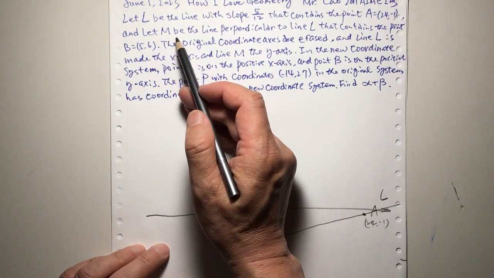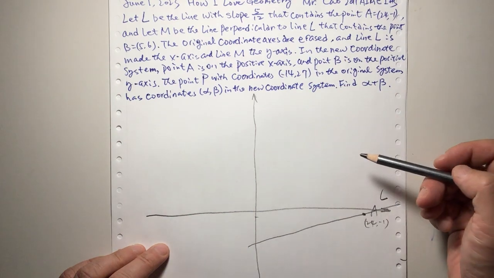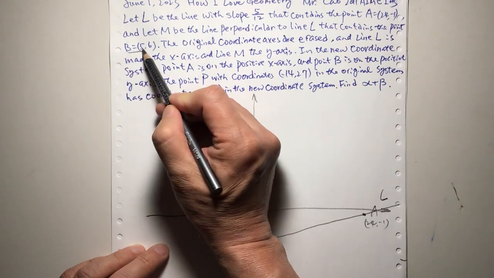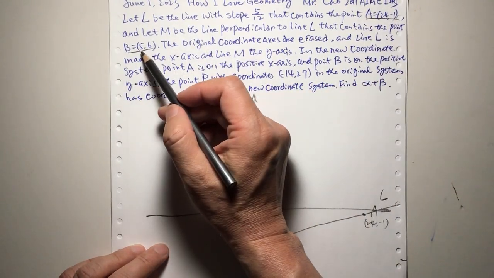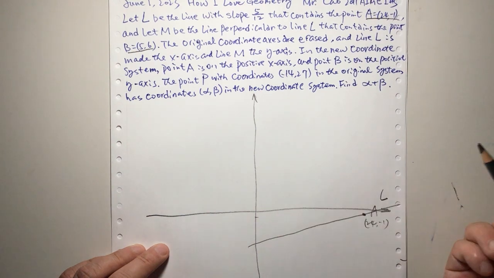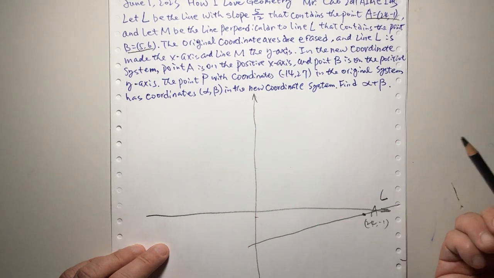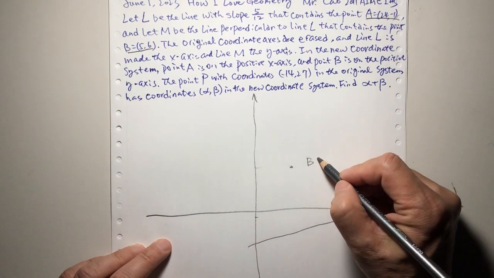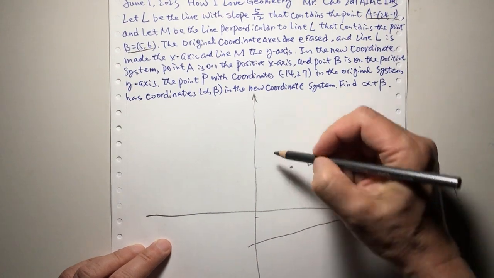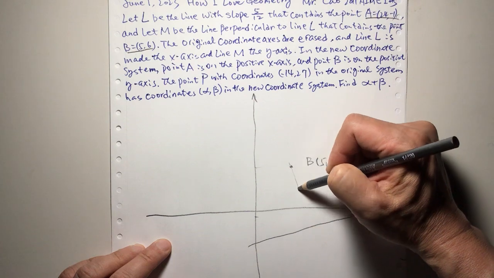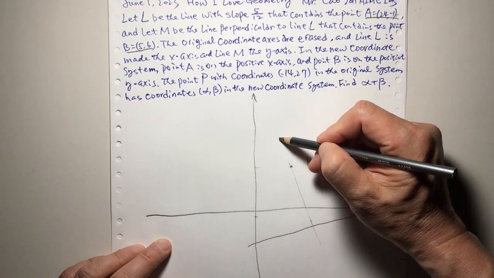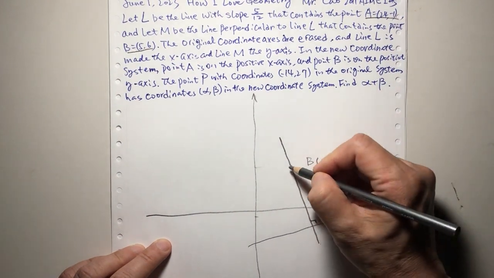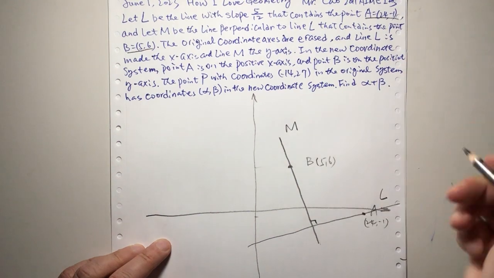And let M be the line perpendicular to line L, and it contains the point B. Here is point A, point B. X is 5, Y is 6. So here is B, at (5, 6). It should be perpendicular to line L. That's line M.